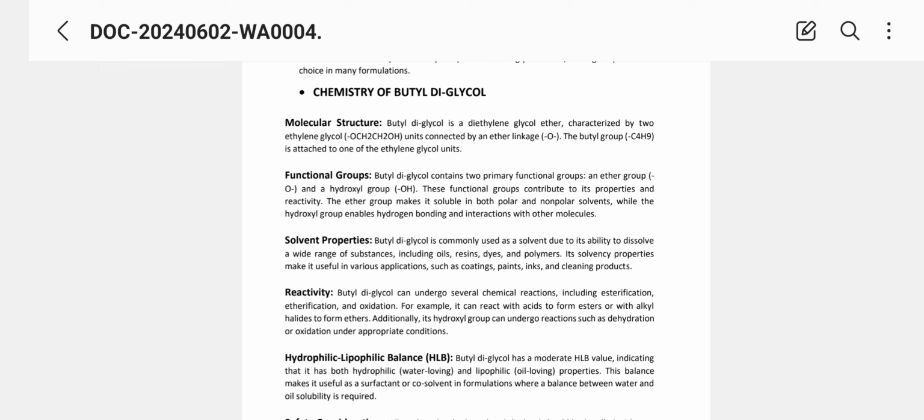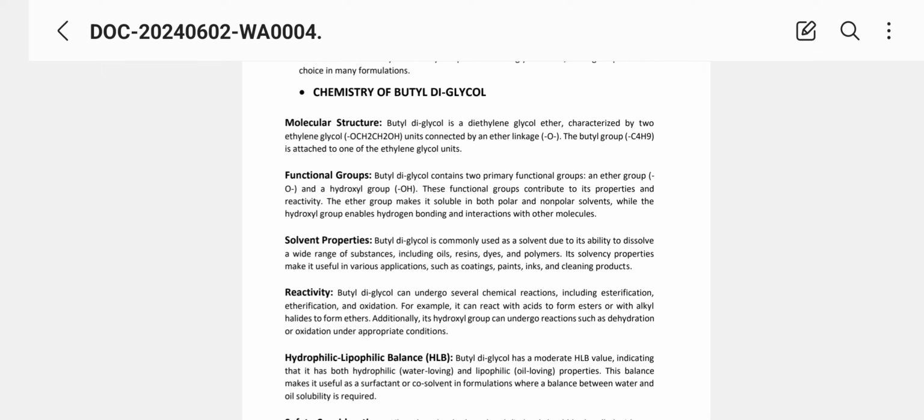Molecular structure. Butyl diglycol is an ethylene glycol ether characterized by two ethylene glycol units connected by an ether linkage. The butyl group is attached to one of the ethylene glycol units. Functional group. Butyl diglycol contains two primary functional groups, an ether group and a hydroxy group. These functional groups contribute to its properties and reactivity.